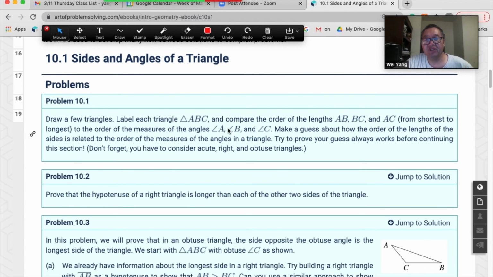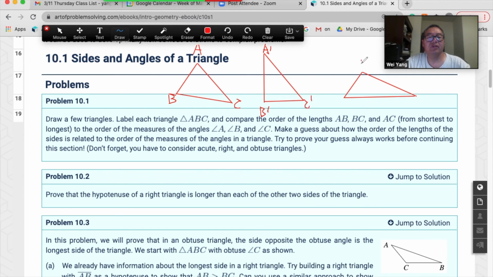Don't forget, you have to consider acute, right, and obtuse triangles. So that means here they encourage you to draw an acute triangle, draw a right triangle, and draw an obtuse triangle. Then suppose here you mark this one A, B, C. This one A prime, B prime, C prime. This one A double prime, B double prime, and C double prime. This one has the right angle. This one has an angle greater than 90 degrees. This one, all three angles are less than 90 degrees.